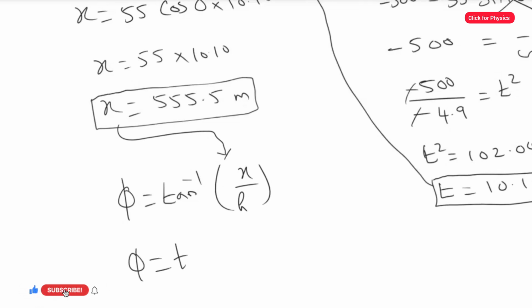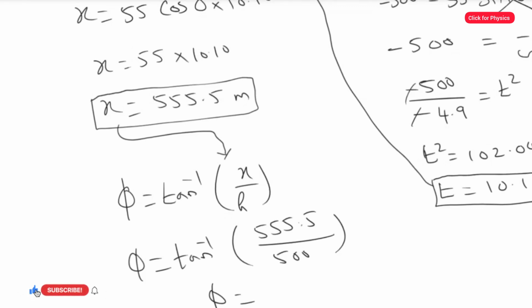So phi, which is equal to tan inverse of 555.5 divided by 500. So let's see what's the answer. So tan inverse of 555.5 divided by 500, I got the answer here as 48. So what's the angle here? 48 degree. So this is the answer for the first question.